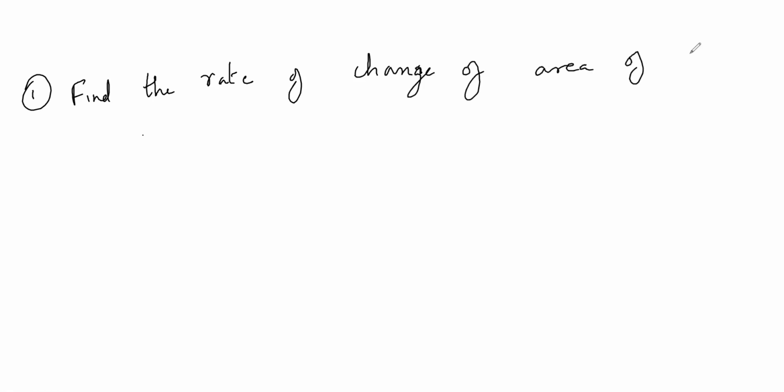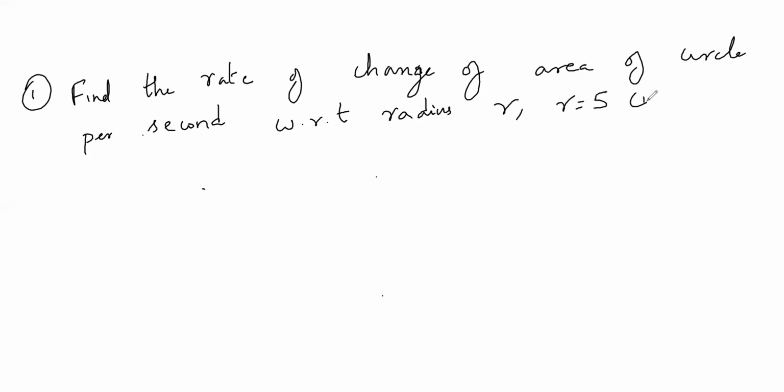First question, find the rate of change of area of a circle per second with respect to, WRT meaning with respect to, radius R, when R is equal to 5 centimeter. Clear up to this?